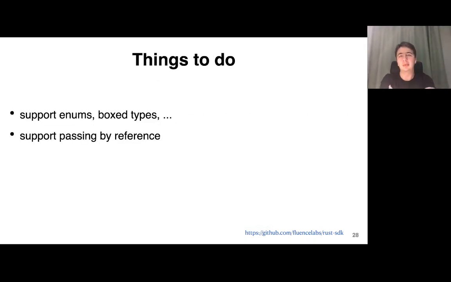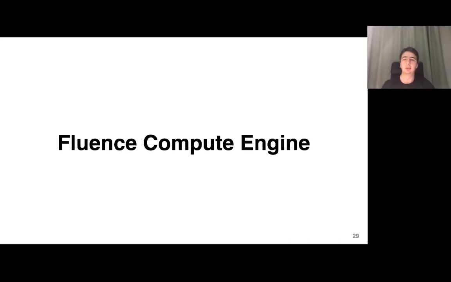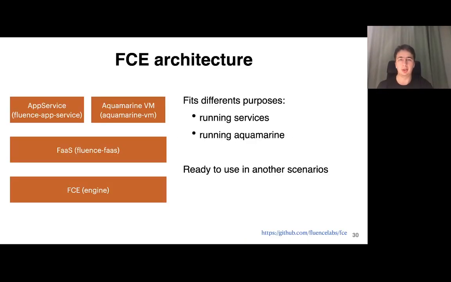But of course, we have things to do. We are working to support enums and to support box types like Box, Arc, Rc, and so on, like the Wasmer engine does. And now we have limitations: we support passing only by value, and we are working to support passing by reference. So let's move on to the Fluence Compute Engine architecture.